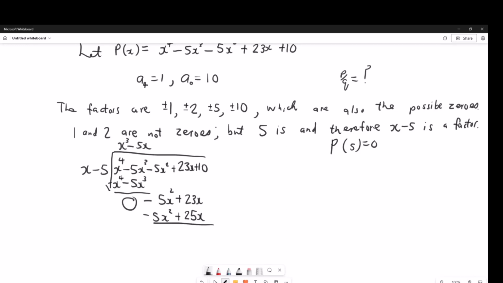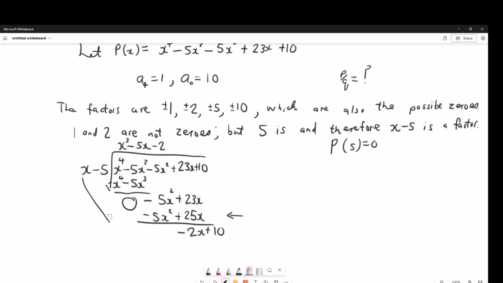And then I do my subtraction. There's a sign change there. And here I've got minus 2x. Then I bring down the 10. Then I ask myself, how many times does this x divide into minus 2x? I say, well, minus 2 times. Okay.